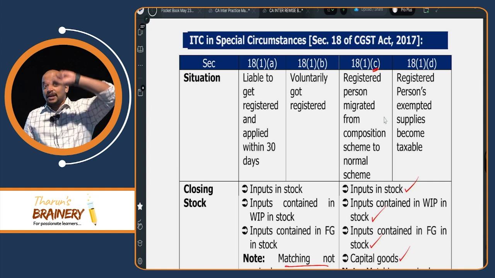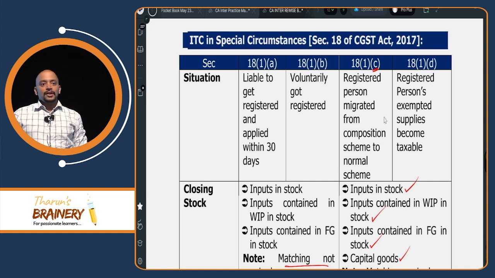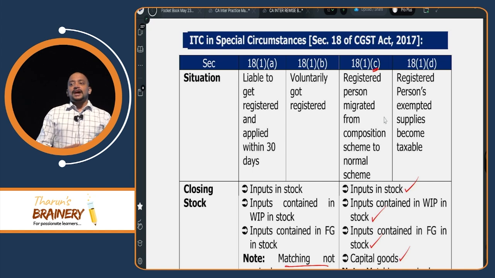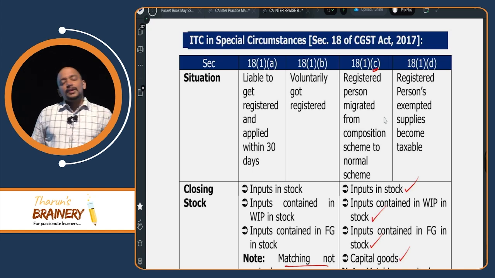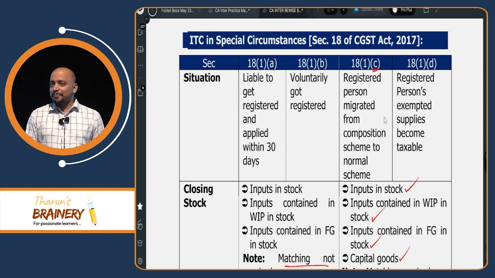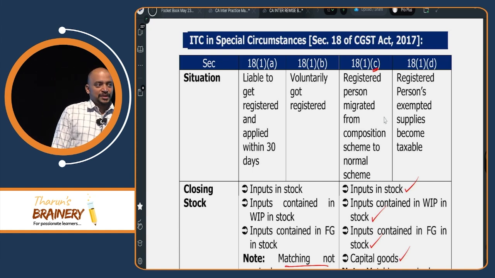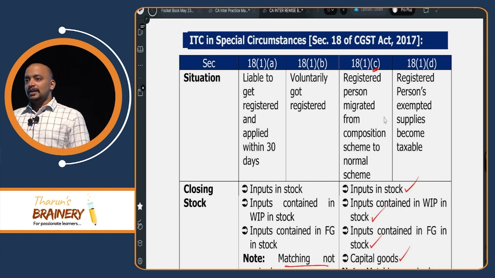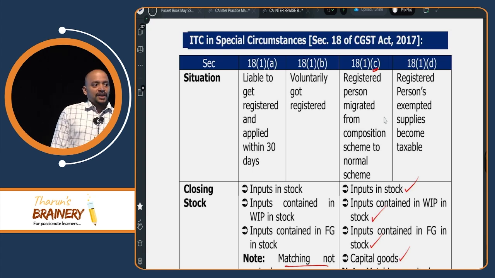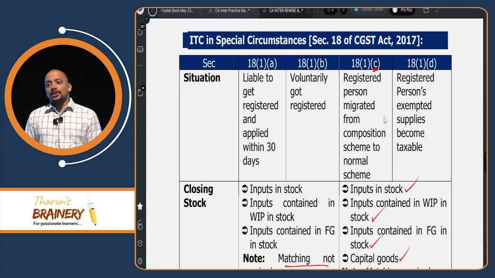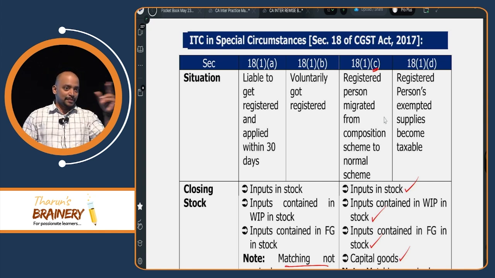Now what is the difference between 18(1)(a)(1)(b) versus 18(1)(c)(1)(d)? In 1(a)(1)(b) we cannot take ITC on capital goods. In 1(c)(1)(d) we can take ITC on capital goods, after reducing 5% for every quarter or part thereof from the date of purchase till the date of conversion. And one more difference is also there. Matching is not required in case of 1(a)(1)(b) and required in case of 1(c)(1)(d).